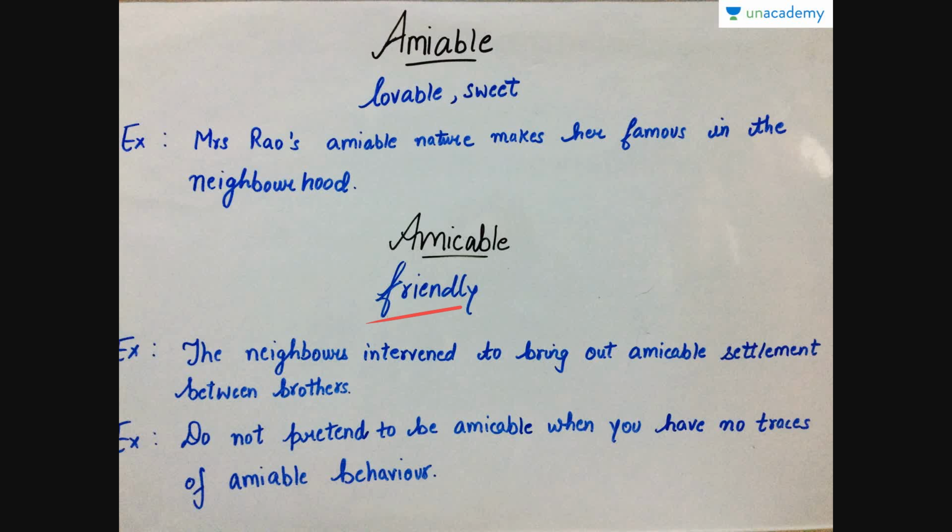We often use them thinking that they are the same because to some extent lovable, sweet, friendly, these words come under one category only, being positive. But no, amiable and amicable are different. As you see in the sentence, do not pretend to be amicable, do not be friendly when you have no traces of lovability or sweetness in your behavior. Thus, both the words are different. Let's move to another word.